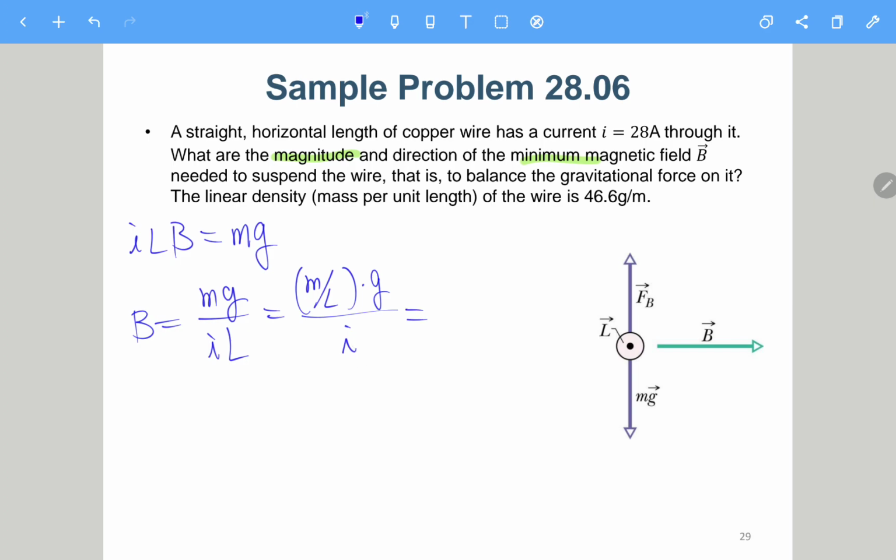Okay, so here this is 46.6, and then we need to change this to SI unit, so this is 10 to the minus third power, times 9.8 over I is 28. Okay, so this is 1.6 times 10 to the negative second power Tesla.